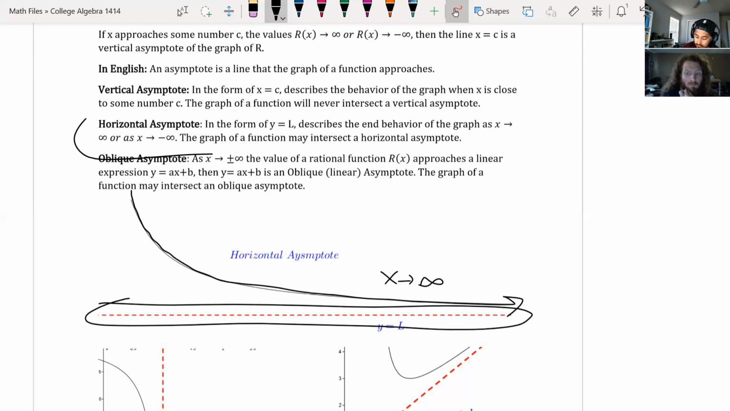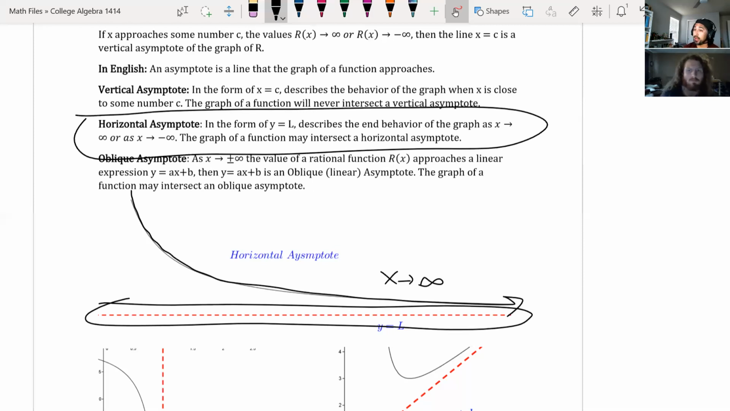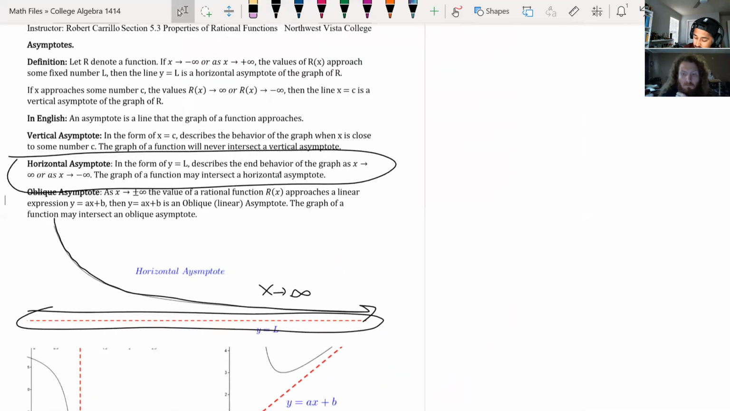So that is the definition of an asymptote, and that's the definition of a horizontal asymptote, which I have another one down here. It says, in the form of y equals L, this describes the end behavior of the graph as x approaches positive or negative infinity, and we get closer and closer to the line, and the graph of a function may intersect a horizontal asymptote. So just to draw more pictures of this, why not?